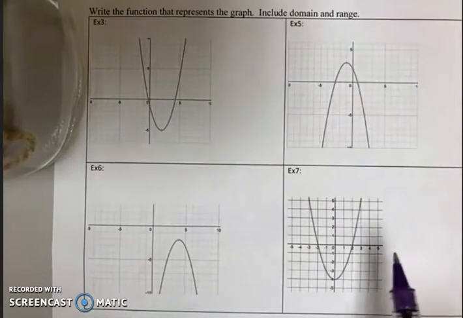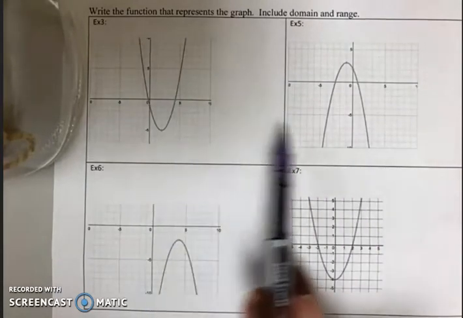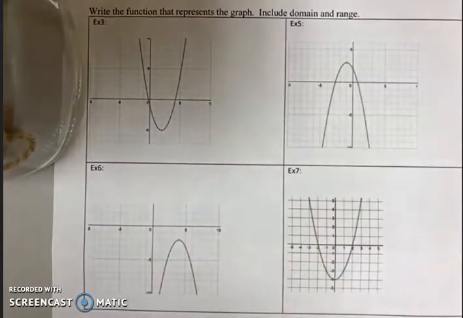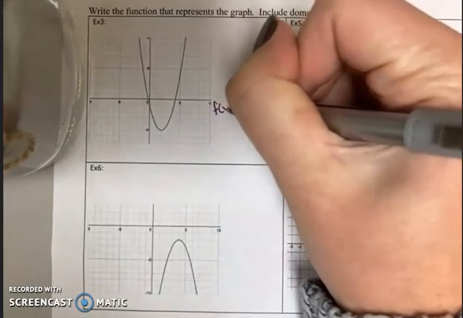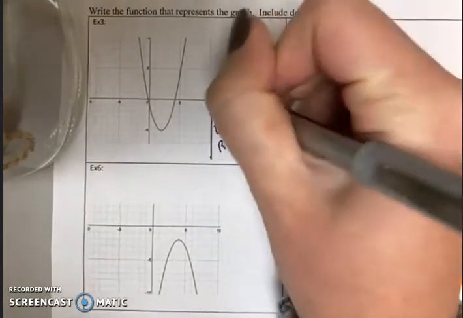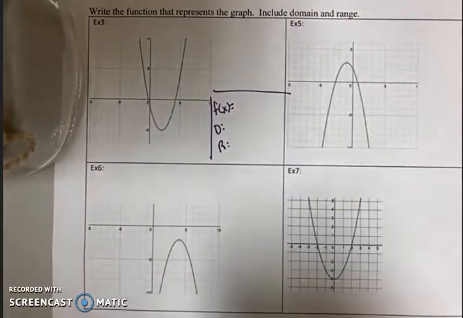For these four, we are given the graphs, and I want you to write the function. And we're also going to include the domain and the range. So you should have the function, the domain, and the range in your final answer. Okay?